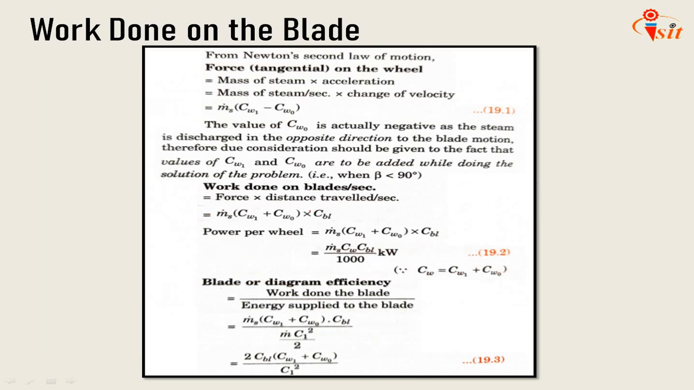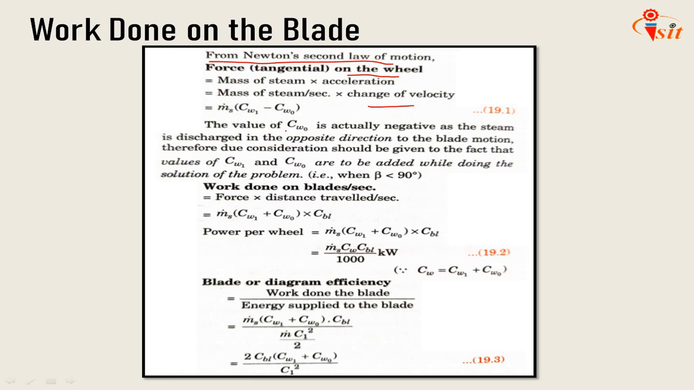Now we'll go for the work done on the blade. How to calculate work done on the blade? From Newton's second law of motion, the tangential force on the wheel will be mass into acceleration, that is, mass of steam per second multiplied by change of velocity. So the mass of steam is ms, multiplied by CW1 minus CW0, that is the change of tangential velocity.